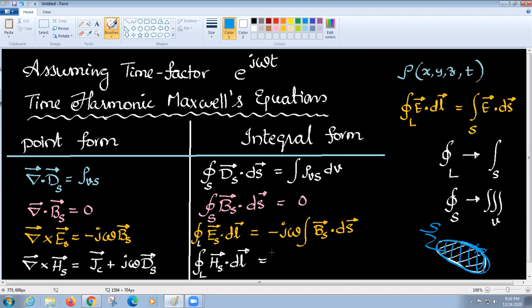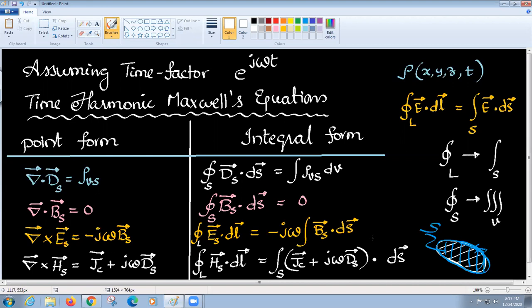Okay. So of course, you have H_s dot dl is equal to, you have an integral. So yeah, a closed line corresponds to what? An open surface. So this is J_c plus j omega D, with ds, because this is an open surface, right? So you have spatial quantities here, dot product with the elemental surface ds. Okay, this is also again spatial. So that is what you have: time harmonic Maxwell's equations.